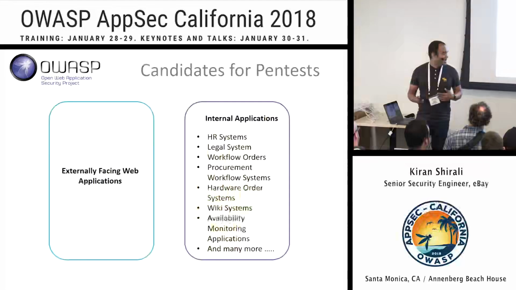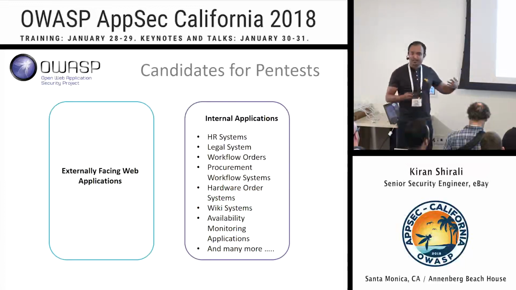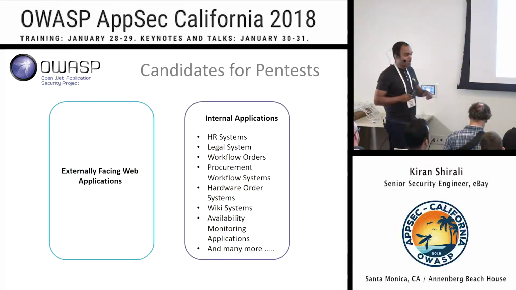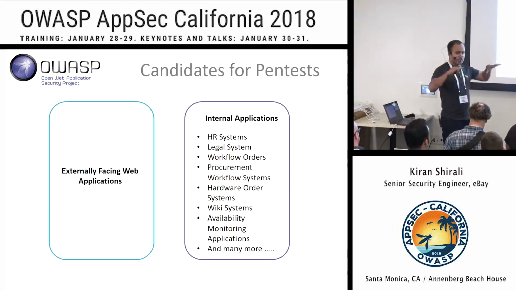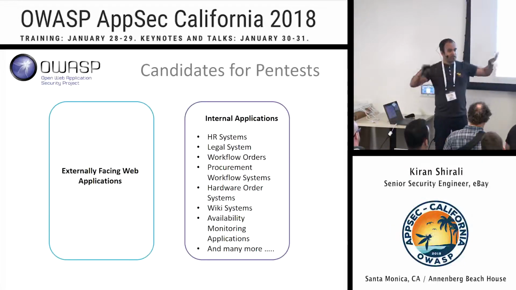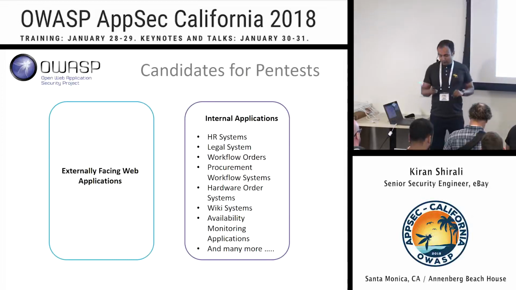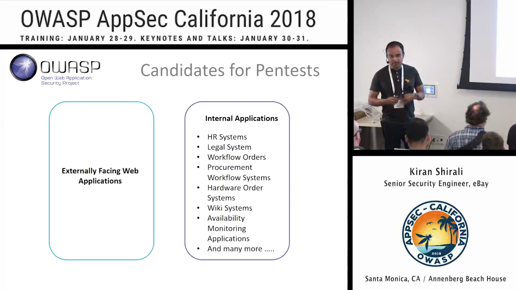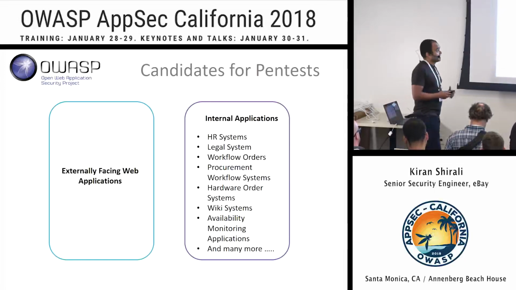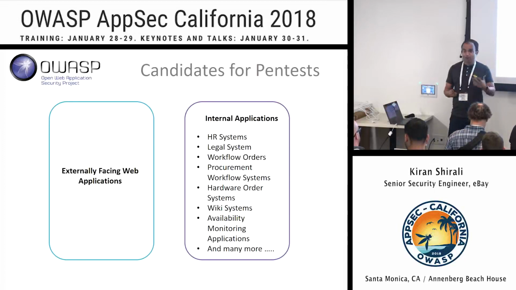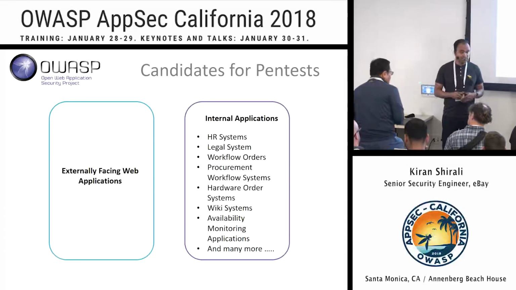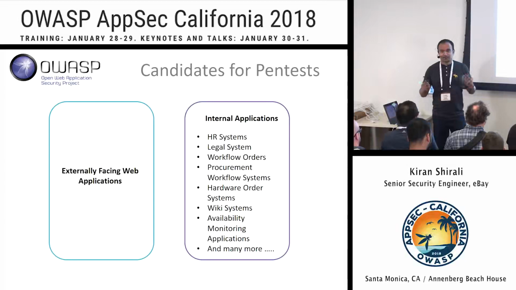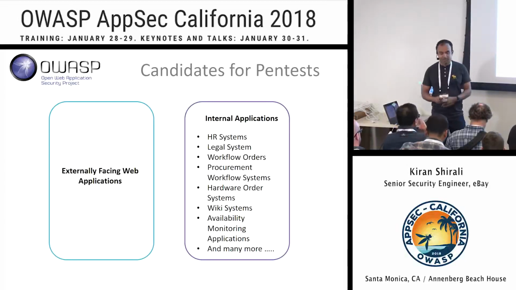Now, at eBay, we have a bunch of candidates that come into our pen testing queue, and I'm going to classify them in two large buckets. One is externally facing, another is internally facing. Externally facing is anything like ebay.com, what you probably see when you come to purchase something. Internal applications, on the other hand, are not discoverable outside. There may be HR systems, monitoring systems, systems built by our engineers, because we give them a lot of flexibility to be able to automate some of the stuff that they're doing.